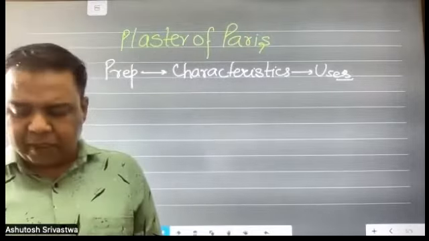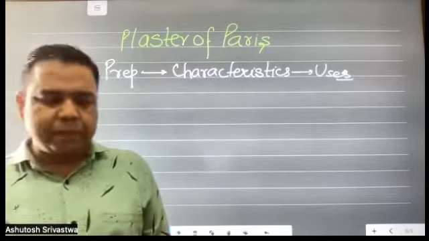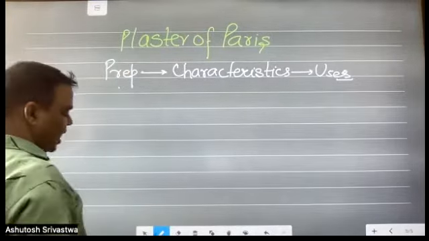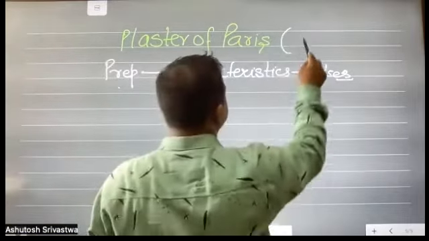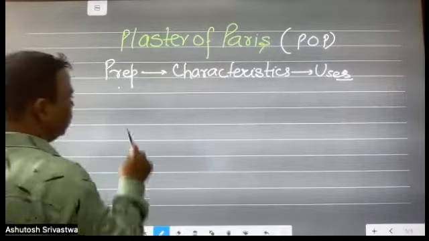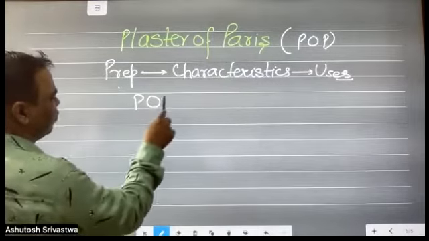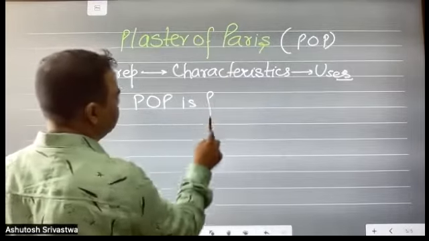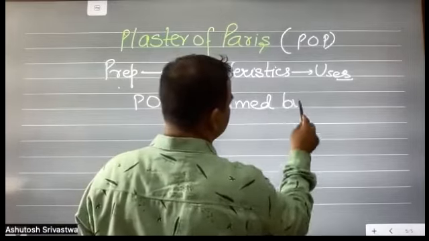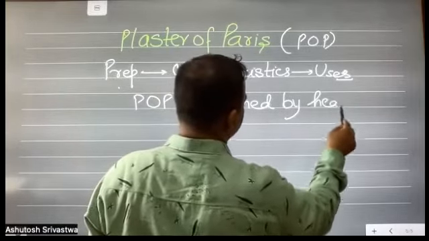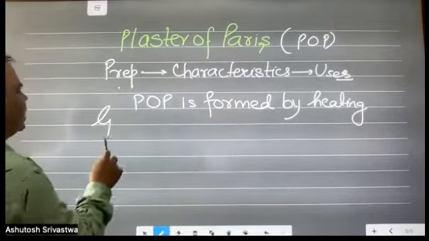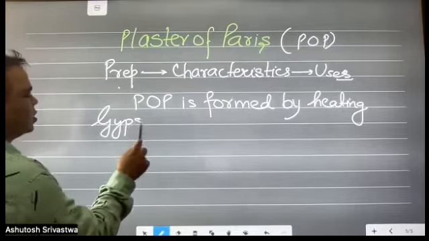Now, what is the method of preparation of this compound? Simply, this compound is prepared from gypsum. So, plaster of Paris, in short, I will write POP. Okay. So, plaster of Paris is formed by heating gypsum.